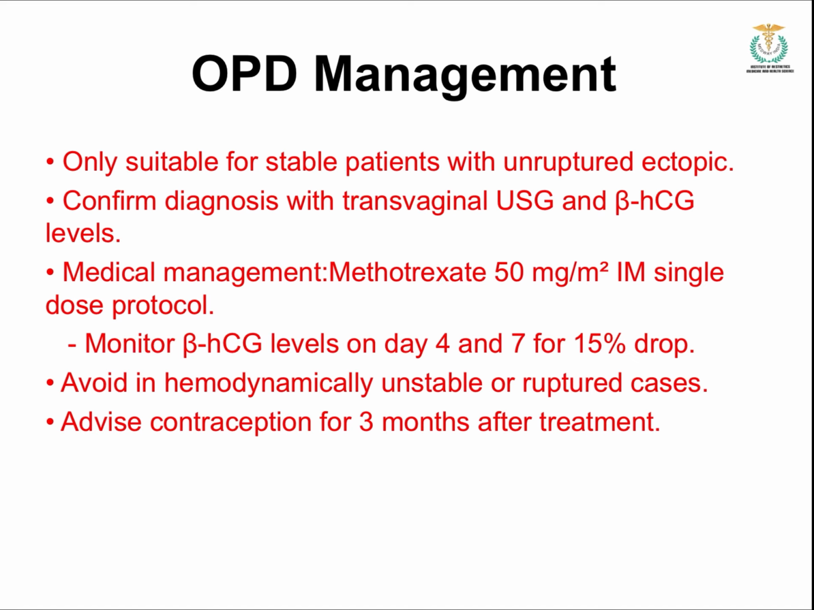There are also contraindications, which include breastfeeding, active pulmonary disease, hepatic or renal impairment, or beta HCG beyond the local cutoff. Counsel the patient clearly about the side effects and follow up strictly. Advise contraception for at least 3 months after methotrexate. Institutional protocols vary, so follow your unit's exact beta HCG cutoffs and follow-up schedule. So that is how you manage the condition on an OPD basis.